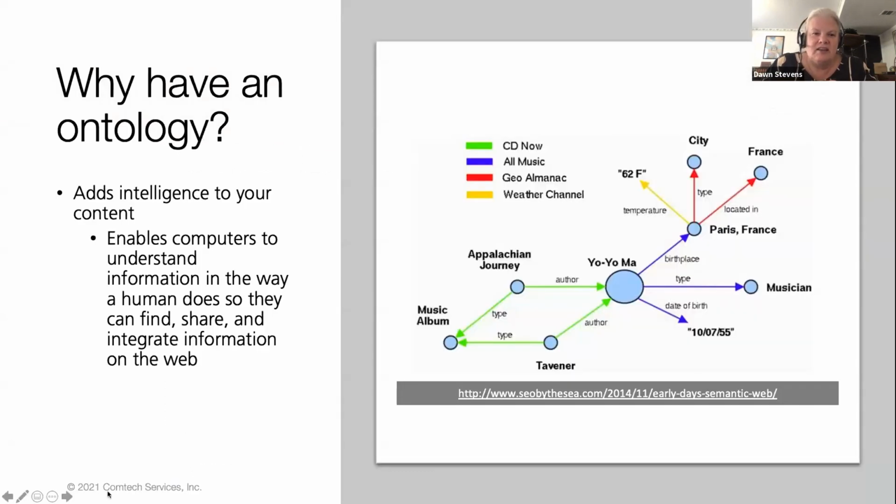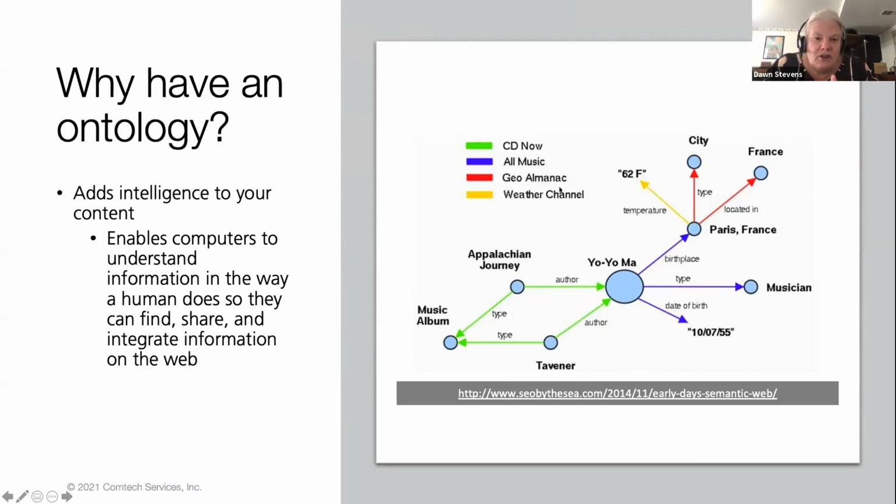And so if we take a look at it in reality, from a music perspective, I might have a website that is CD Now that really is basically saying, hey, here's your albums. Appalachian Journey is an album, and it says the author, performer, whatever, is Yo-Yo Ma, right? And so I can get that information here. Well, I have a different ontology that I didn't create that's called All Music, and it tells me that Yo-Yo Ma is a musician and was born on this date and was born in Paris, right?